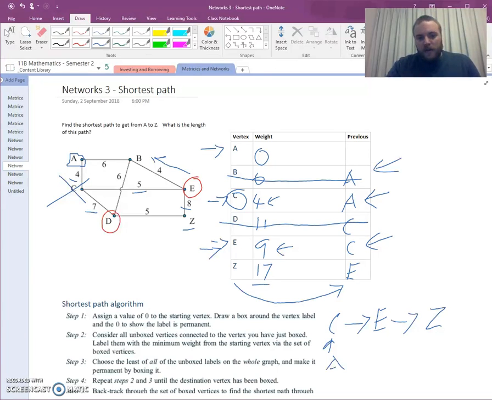On the other hand, we could also have a question which tells us you must go through a certain point. If you're going to do that, you do it in 2 steps. The first thing you do is find the shortest possible path from the starting point to the point you must go through, and then find the shortest possible path from that middle point to the end point. So you could almost treat it like 2 separate networks. Okay, have some practice.